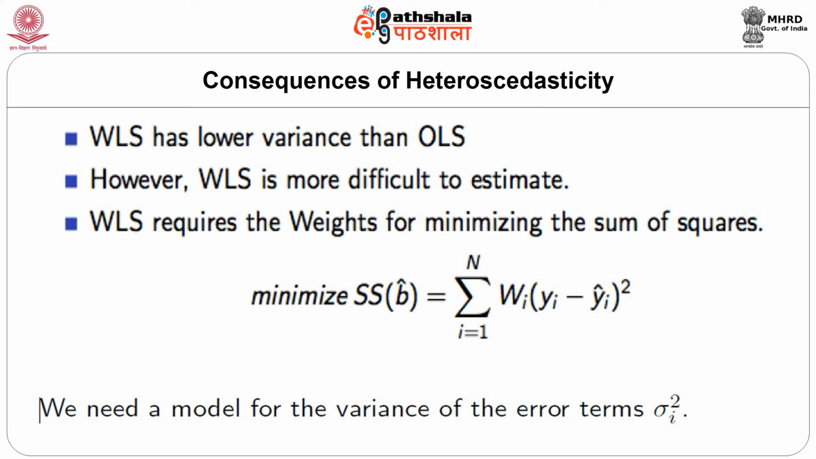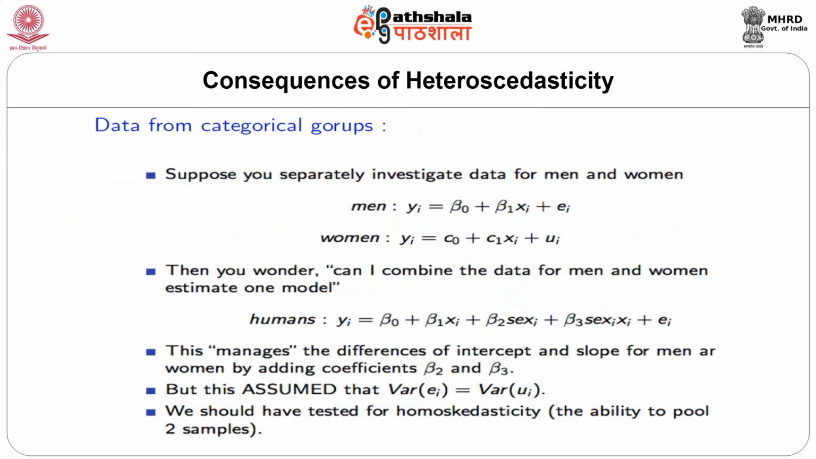Because we have more terms now incorporated in our model, we have a difficult expression to solve for finding the estimates of the parameters. In WLS, we are required to find the estimates of the parameters by minimizing the sum of square, which is in the form summation i equals 1 to n wi times (yi minus yi hat) whole square, and the weights here depend on the standard deviation of the error term. So, we need a model for the variance of the error term sigma i square.